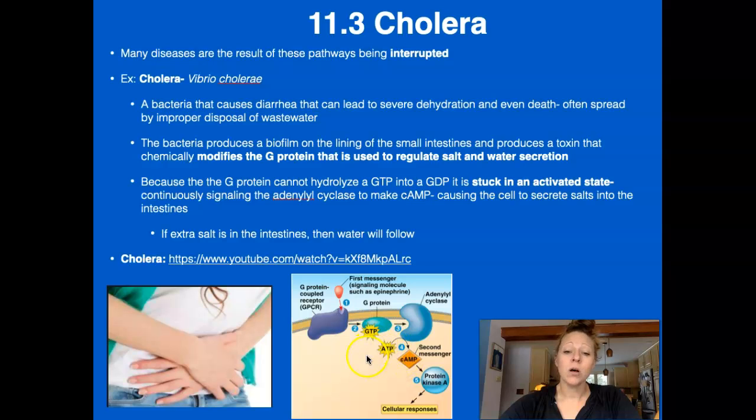And so if you put salt into the small intestines, we know that that's going to pull more water in too. Water is going to rush into the intestines, and that's going to cause diarrhea. Too much water in the stool is going to cause diarrhea, and eventually it's going to remove enough water out of the body that it can be devastating. People die from cholera all the time because they dehydrate. And so there's a video here on cholera, but that is how this interruption of the transduction pathway can cause a disease.